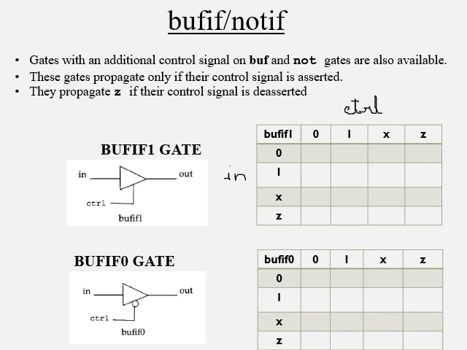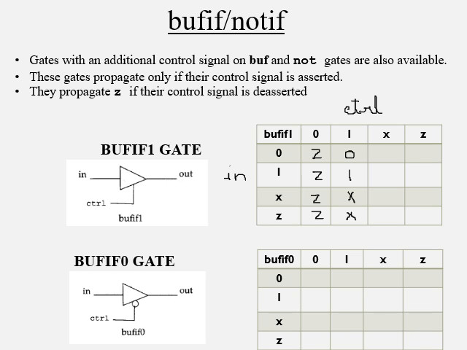So whenever control is 1, whatever is at the input will be transmitted to the output. So control is 1 here, so input 0 will be transmitted to output as 0, input 1 as 1, input X as X, and input when it is high impedance it will be Z. So when control is 0, that is the inactive state of control, the output will be in high impedance state, that is Z.